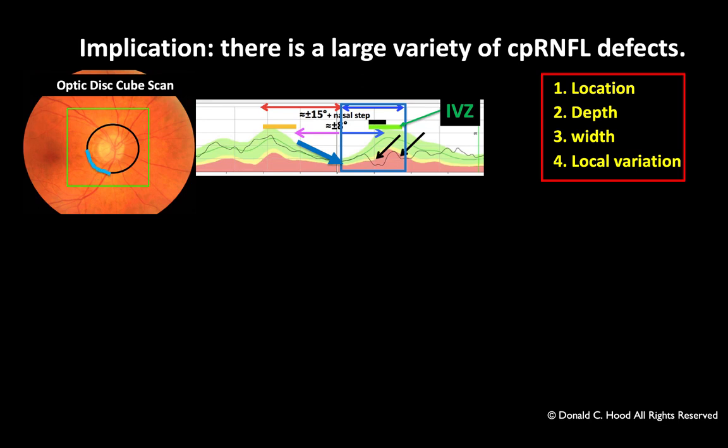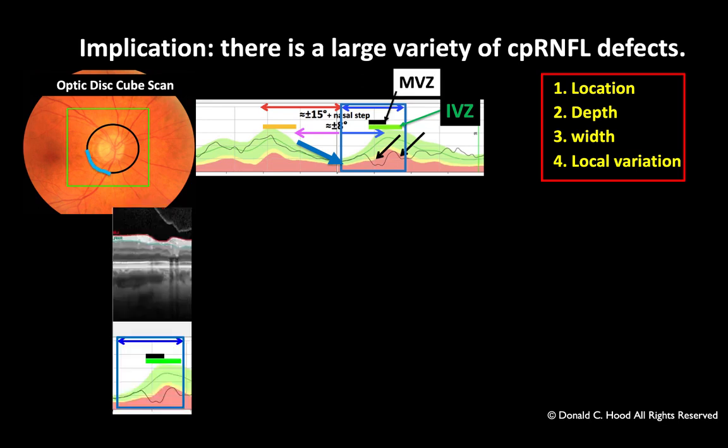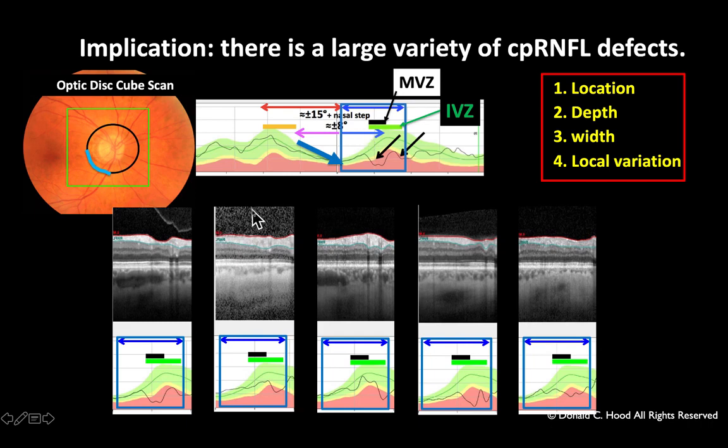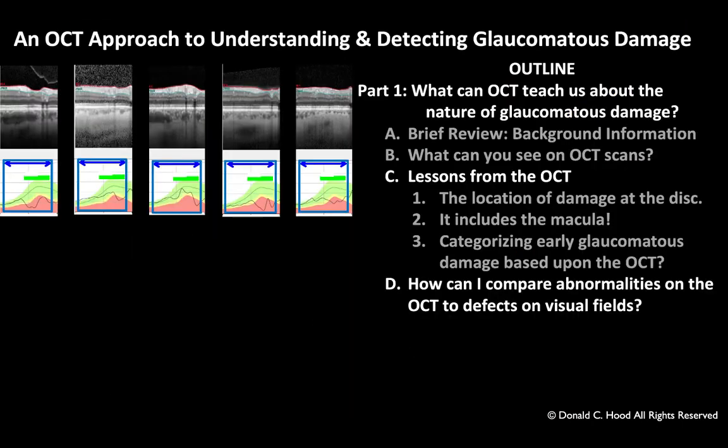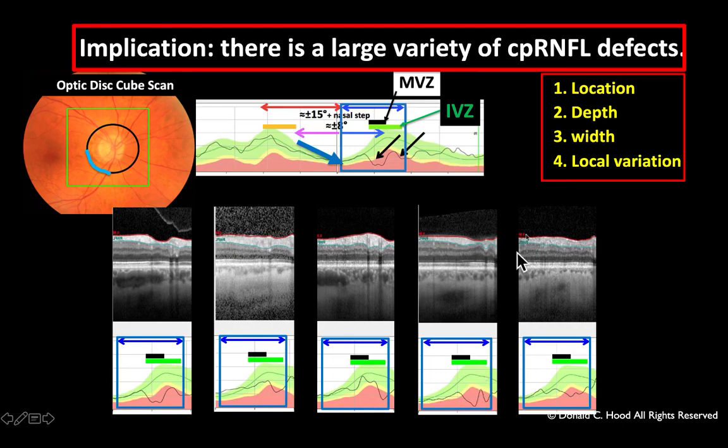This is what we've called the inferior vulnerability zone. That's the macular vulnerability zone. All right, so here's the image that's associated with this eye. Here are four other eyes that I didn't work very hard to get variation. The variation is just there, but you can see these eyes all have damage in that same region, but it varies in terms of location, depth, width, and then local variation.